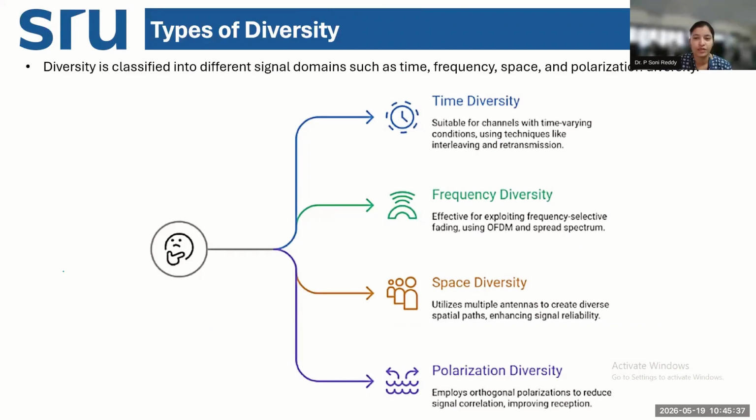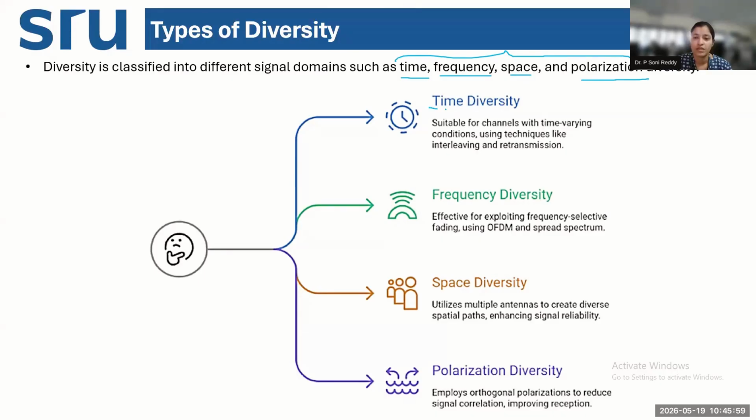Now, what are the different types of diversity that are there in your syllabus? For diversity, there are 4 types actually. So we can classify diversity in terms of time, in terms of frequency, in terms of space, and in terms of polarization. Okay, all these are different factors of the same signal.